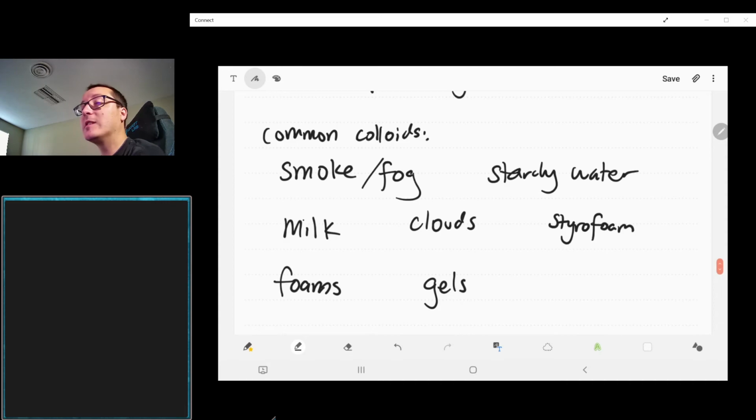Gels are colloids as well. So gelatin is a colloid. Foams are colloids. Let's see. So we have a bunch of different types here. Styrofoam is a gas that is suspended in a solid. You have air suspended in plastic, little bits. Foams, you have air suspended in liquids. Gels, you have solids suspended in liquids. Clouds, you have liquids suspended in gases. You can have all sorts of different kinds of mixtures here. These are all colloids.